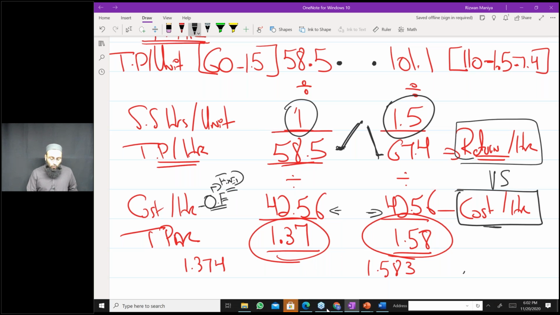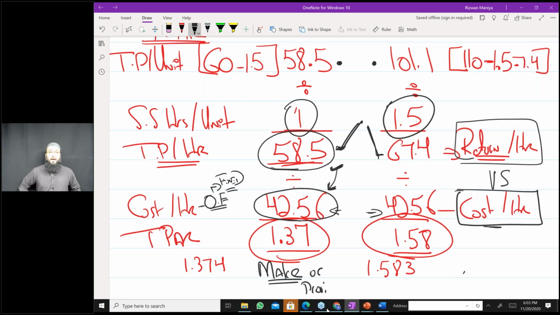So guys, tell me, 1 hour of cut is generating 58.5 per hour throughput, whereas the cost per hour is 42.56. Is the return covering the cost? The answer is, come on, say yes. Whenever the return, the numerator, is covering the cost, the denominator, mathematically the answer will be more than 1. So whenever the return per hour is more than the cost per hour, this means the per hour return is covering the per hour cost easily. That is why it's more than 1. And when it is more than 1, the answer is make or provide the service.